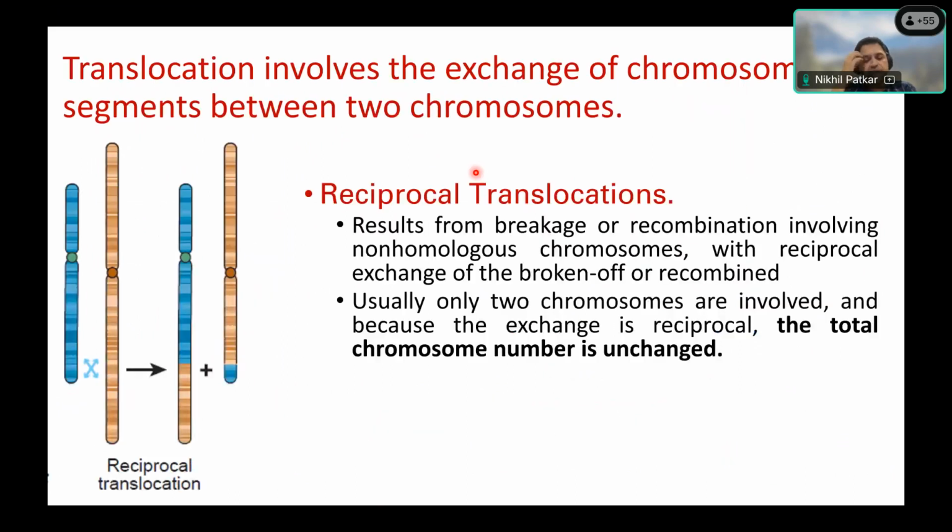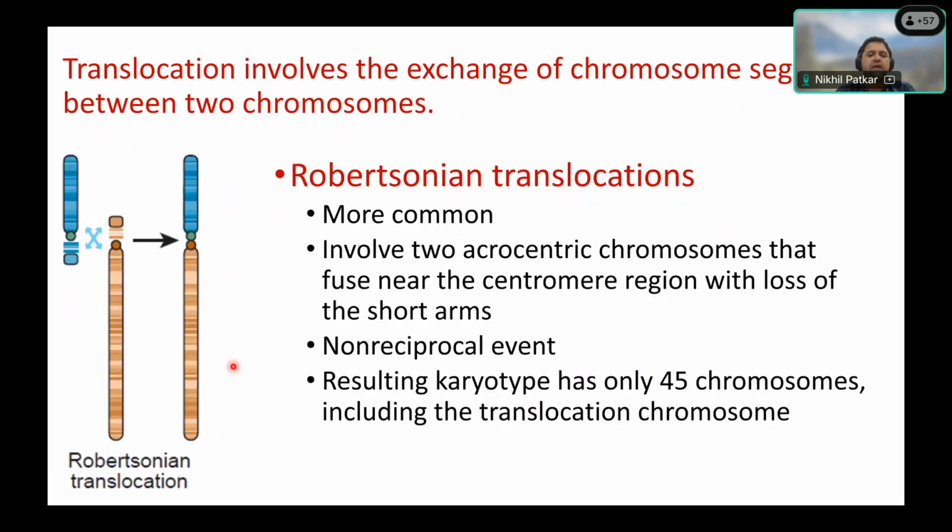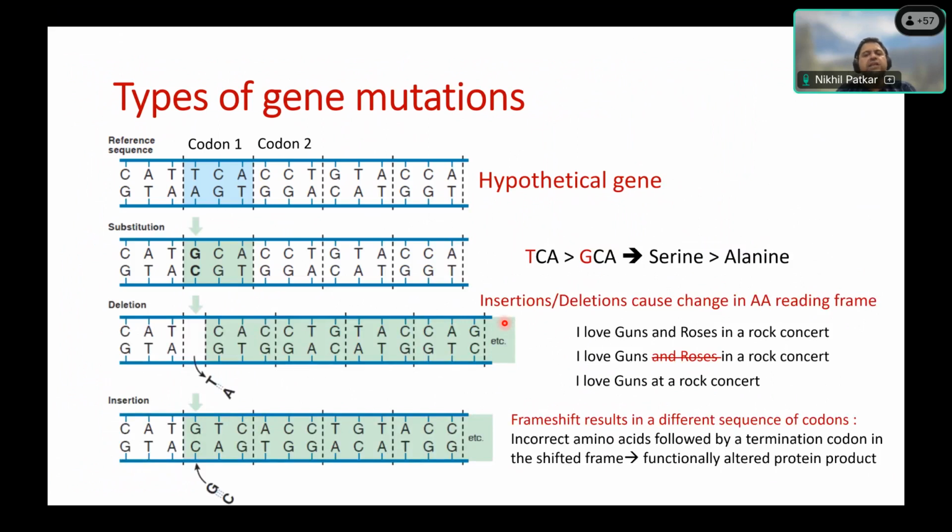You can similarly have reciprocal gene rearrangements in which there is exchange of genetic material between two chromosomes, for example, 9 and 22. And sometimes you can have Robertsonian translocations, involving two acrocentric chromosomes which fuse near the centromere region. There are also some other types of gene mutations, and these are typically detected through techniques such as Sanger sequencing or next generation sequencing.